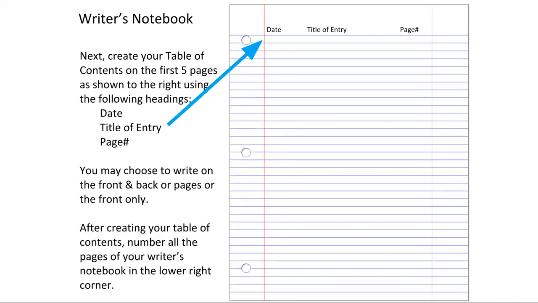Now you will create your table of contents on the next 5 pages after the title page. Each page should be labeled across the top with the following headings: date, title of entry, page number. For every class session, reading, and activity, both in and outside of class, you should have an entry in your writer's notebook. The table of contents will serve as a way of finding information easily. Take a moment to create these 5 pages. You may want to pause the video at this time.